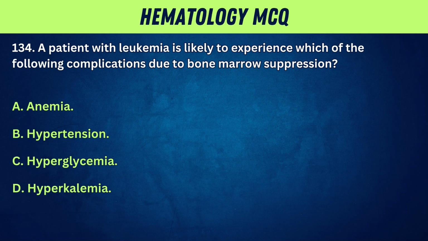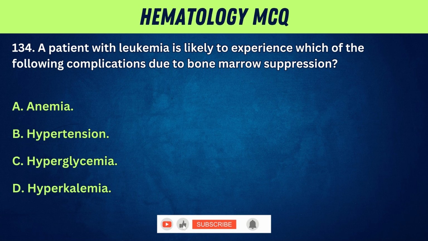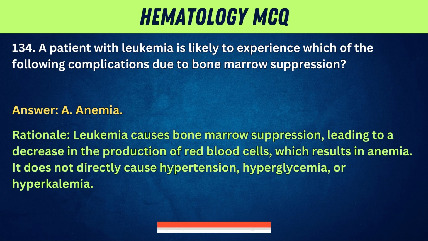134. A patient with leukemia is likely to experience which of the following complications due to bone marrow suppression? A. Anemia. B. Hypertension. C. Hyperglycemia. D. Hyperkalemia. Answer: A. Anemia. Rationale: leukemia causes bone marrow suppression, leading to a decrease in the production of red blood cells, which results in anemia. It does not directly cause hypertension, hyperglycemia, or hyperkalemia.